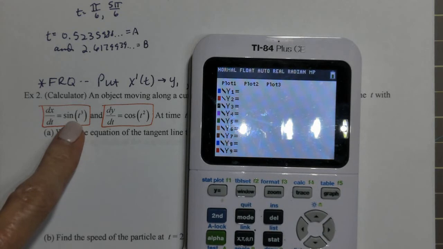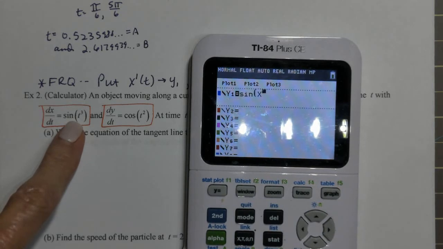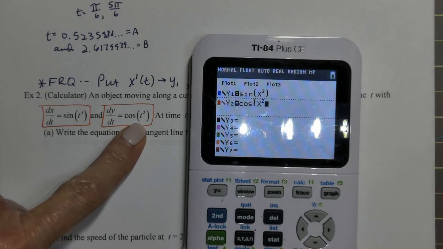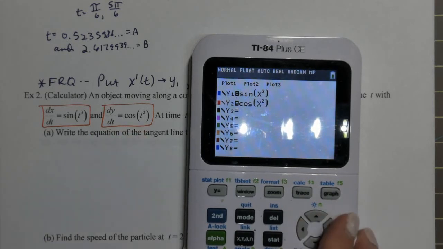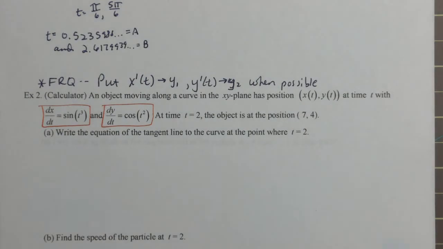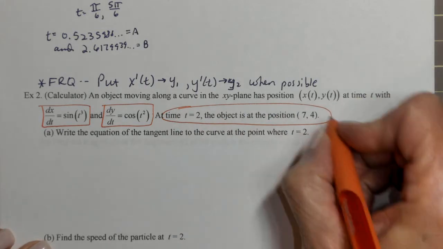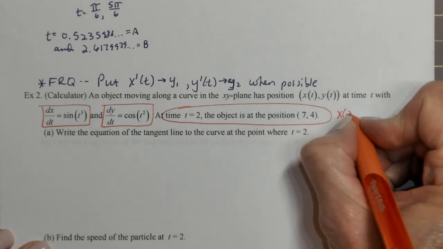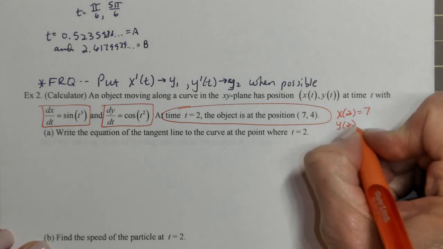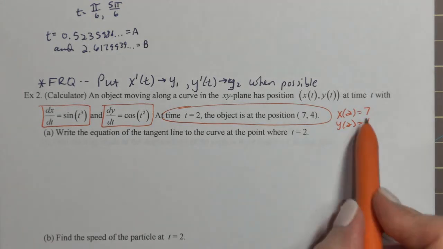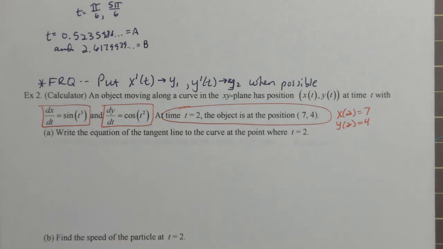and for y1 I'm putting sine of t cubed, and for y2 cosine of t squared. Okay, so I have those two in. And then they give me this information. At time 2, the particle is at (7, 4). That means x at 2 is 7, y at 2 is 4. If they give me an initial point, I can find any other point using the fundamental theorem, as long as I have a point and the derivative, which I do here.